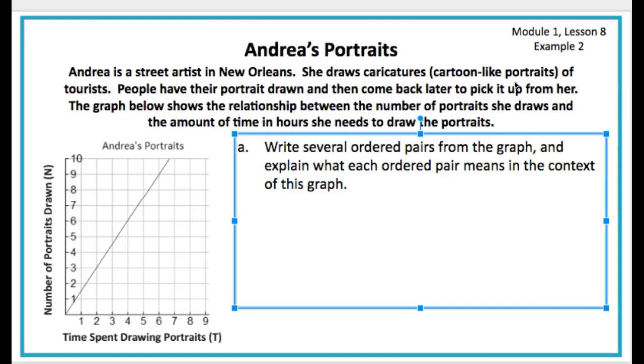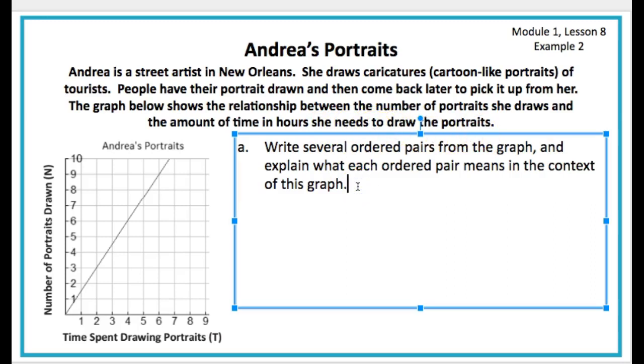This is Module 1, Lesson 8, Example number 2, and this problem can be found on page 32 of your workbook. Andrea's portraits. Andrea is a street artist in New Orleans. She draws caricatures, cartoon-like portraits, of tourists. People have their portrait drawn and then come back later to pick it up from her. The graph below shows the relationship between the number of portraits she draws and the amount of time in hours she needs to draw the portraits.